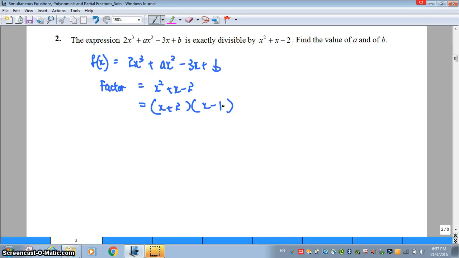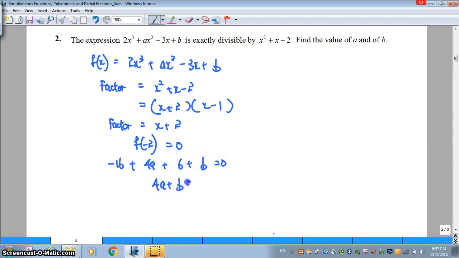Alright? So, when your factor is x plus 2, this means that the value of x is equal to negative 2. You can put the value of negative 2 into your polynomial function f(x), and the remainder would be equal to 0. So now, very quickly, replace all your x by negative 2 and do your normal calculation. This is what I will obtain. Simplify the expression. 4a plus b would be equal to 0. That's for the first linear factor. Remember, you have another linear factor as well.